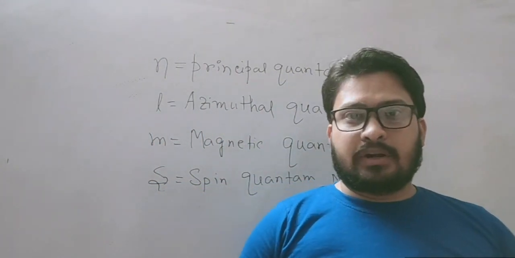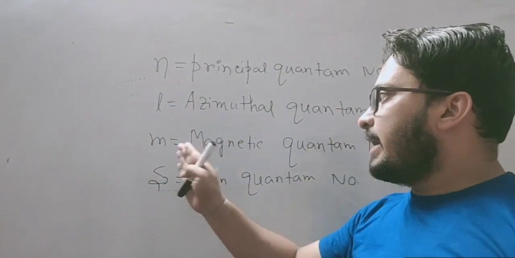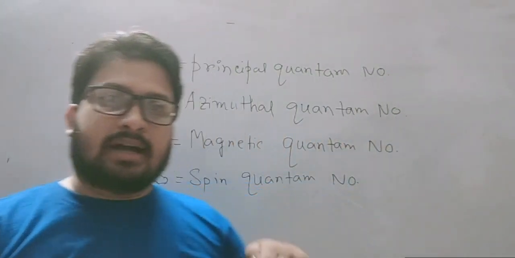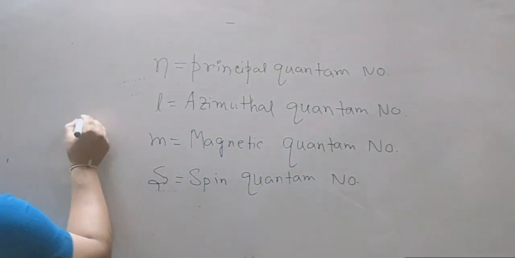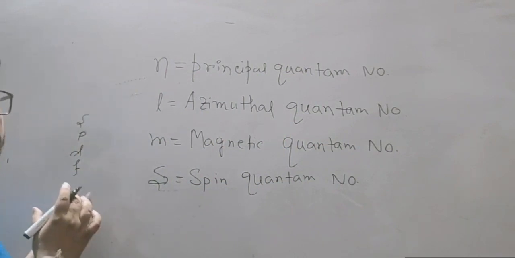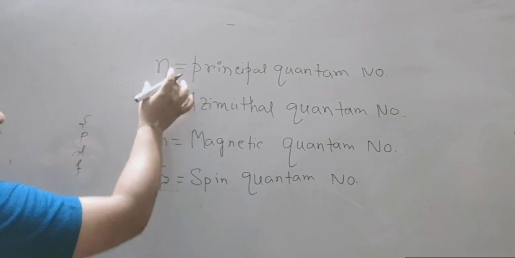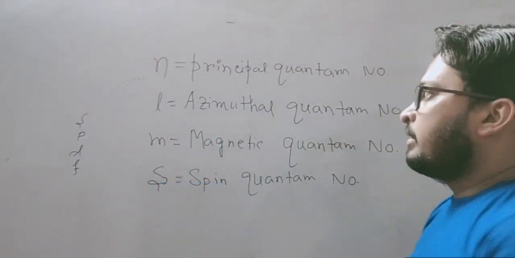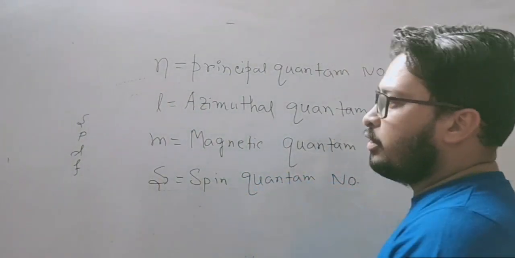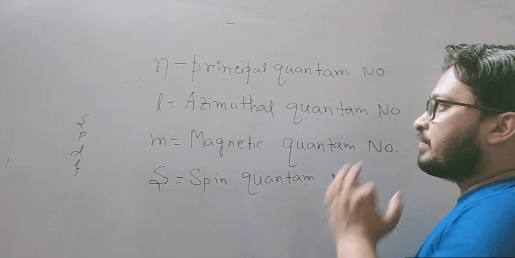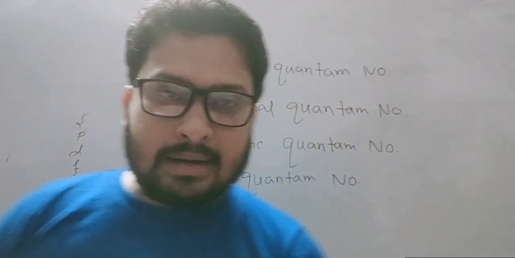For the electronic configuration we use the terms n, l, m, s to find out the SPDF. So to know the SPDF, we have to know the n, l, m, s. Without these, we cannot understand the SPDF. Okay, let's go.